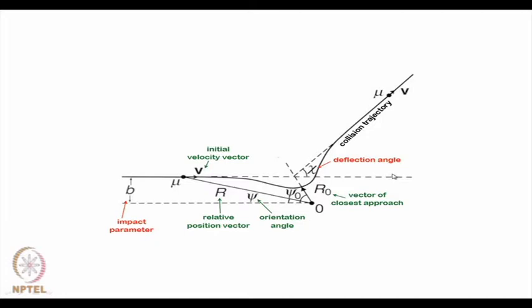In this case, we can imagine the trajectory as the trajectory of a projectile of mass mu, seen by an observer located on B. So, this is a representation of the collision trajectory.